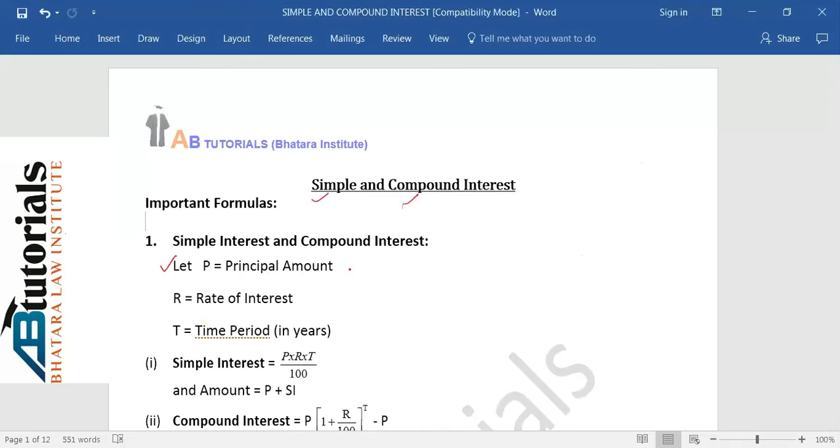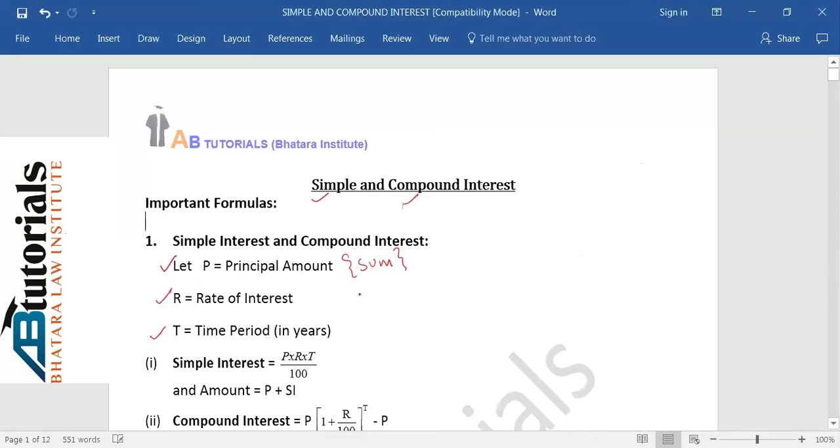Suppose I have taken 100 rupees from a person and I'll be returning 110 rupees. So that 100 rupees which I borrowed is known as principal. Sometimes in a question, it is written as a sum. Then we have rate of interest, which means the rate at which we need to return the money. And T is time period, which is generally measured in terms of years.